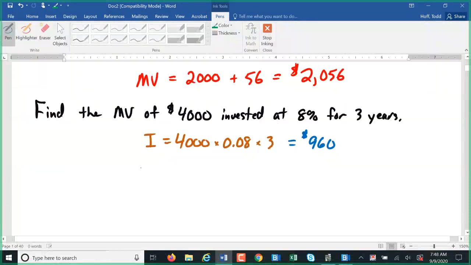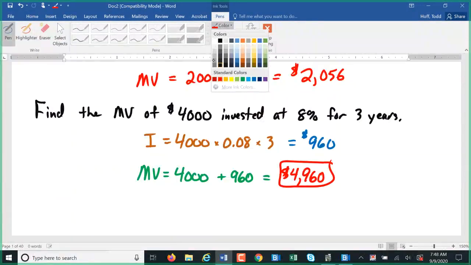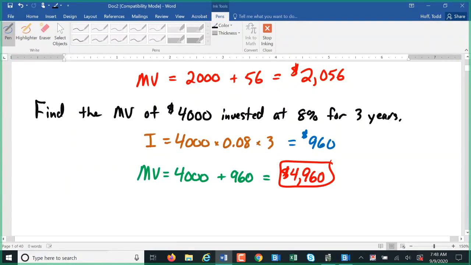So then our maturity value is found by taking our principal of $4,000 plus our interest earned of $960 to give us $4,960 maturity value. That's our balance at the end of that term.